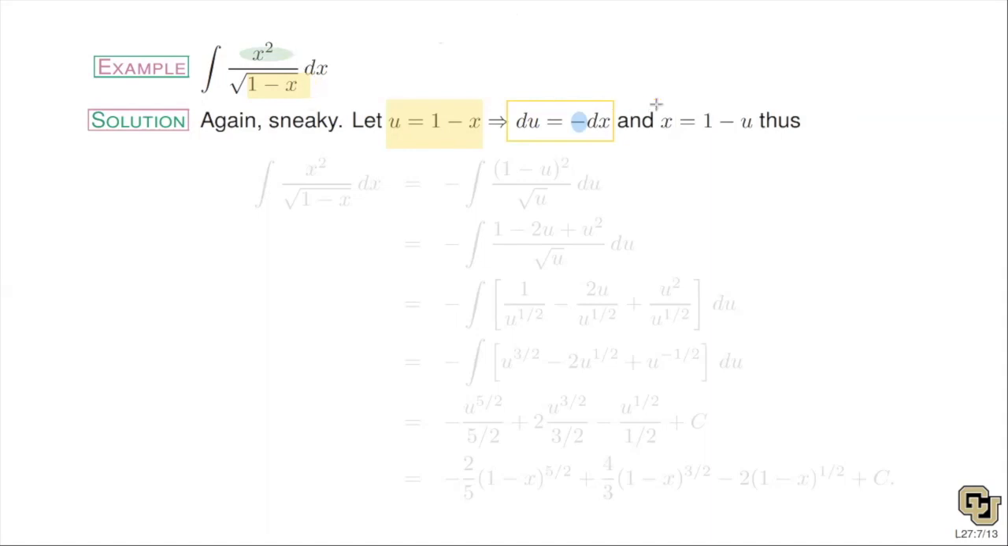So here, if u equals 1 minus x, I move the minus x over and I move the u over and I get x equals 1 minus u. And so now I'm going to substitute right in here, this x, I'm going to replace with 1 minus u. Okay, so here we go.